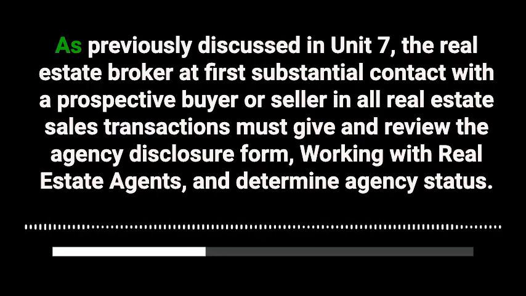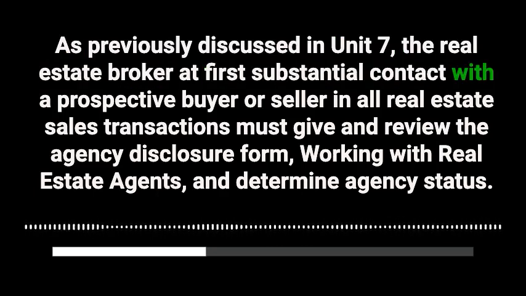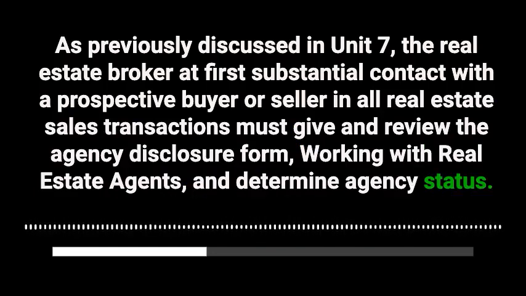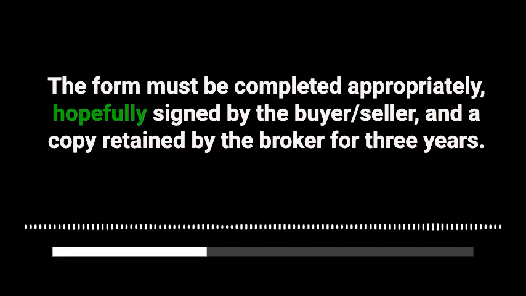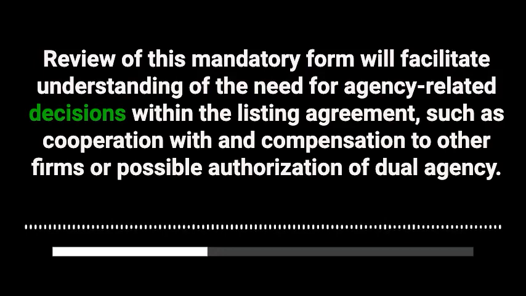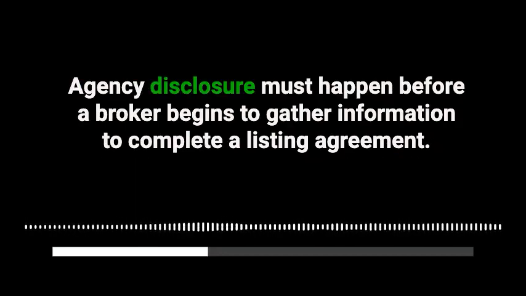Agency disclosure. As previously discussed in Unit 7, the real estate broker at first substantial contact with a prospective buyer or seller in all real estate sales transactions must give and review the agency disclosure form, working with real estate agents, and determine agency status. The form must be completed appropriately, hopefully signed by the buyer and seller, and a copy retained by the broker for 3 years. Review of this mandatory form will facilitate understanding of the need for agency-related decisions within the listing agreement, such as cooperation with and compensation to other firms or possible authorization of dual agency.